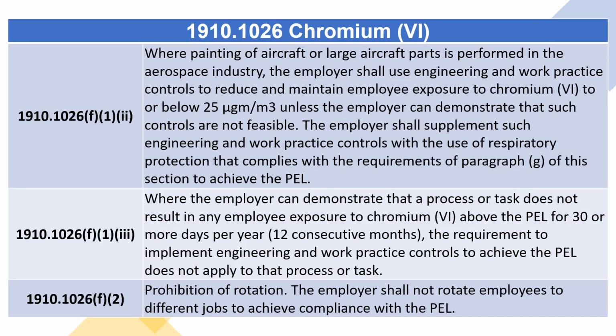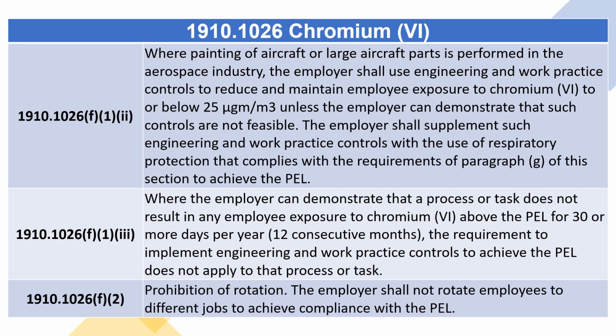1910.1026 F1, 2. Where painting of aircraft or large aircraft parts is performed in the aerospace industry, the employer shall use engineering and work practice controls to reduce and maintain employee exposure to chromium-6 to or below 25 µg/m3 unless the employer can demonstrate that such controls are not feasible. The employer shall supplement such engineering and work practice controls with the use of respiratory protection that complies with the requirements of paragraph G of this section to achieve the PL.